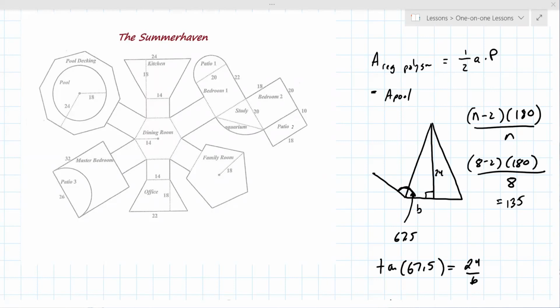Kitchen. To me, we're just copying formulas here. Kitchen is 1/2 base times height. Dining room, we got... Office is the same formula, 1/2 base times height. Okay, so patio 1 is like the patio number 3 formula.